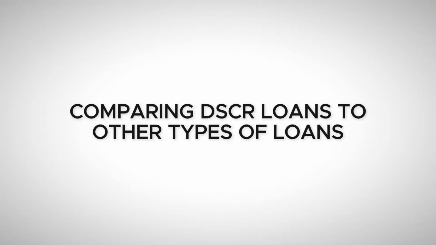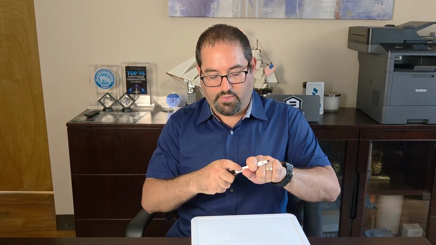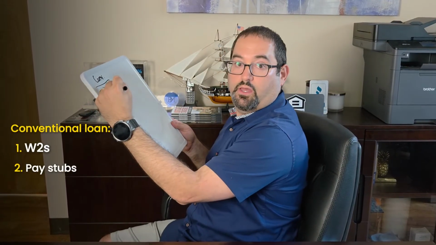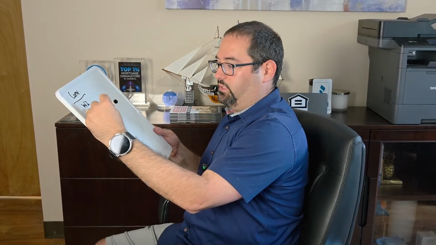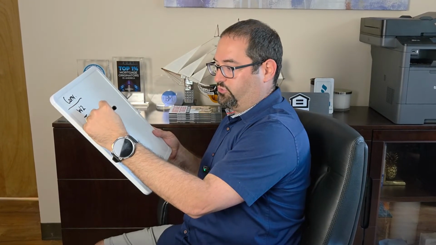Now, the next thing I want to talk about is the comparison, okay? Comparing DSCR loans to other types of loans that are out there. So let's compare it. The main product is going to be the conventional loan that people use, right? So on the left side here, we're going to put conventional. With conventional, you have to deal with W-2s, pay stubs, tax returns, okay? You have to deal with all this extra paperwork, all right? So that's the conventional loan.